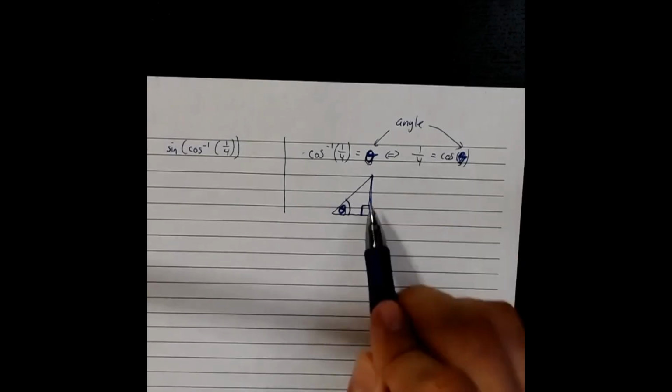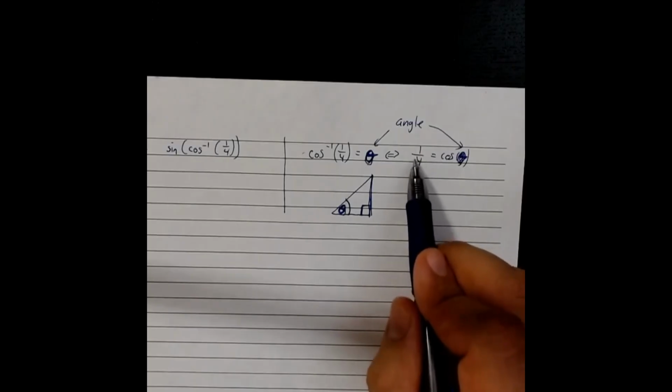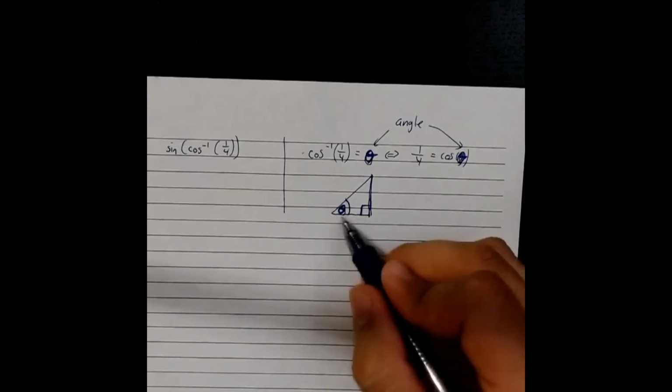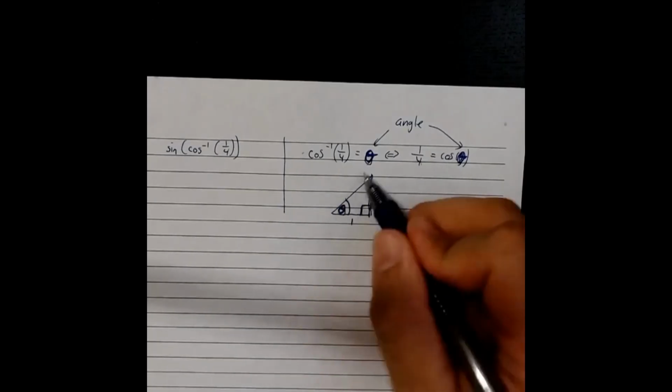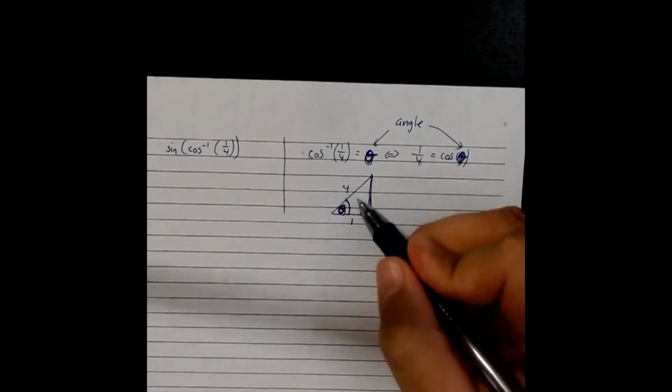The cosine of the angle theta is the length of the side adjacent over the length of the hypotenuse. Well, this is the side adjacent, so that's length 1. And this is the hypotenuse, so that's length 4. Okay? By the Pythagorean theorem, I can now fill in the rest of this triangle.